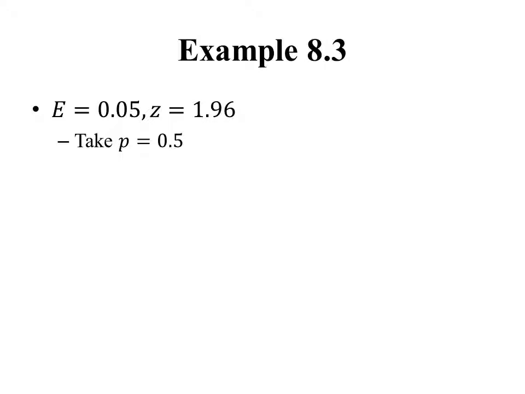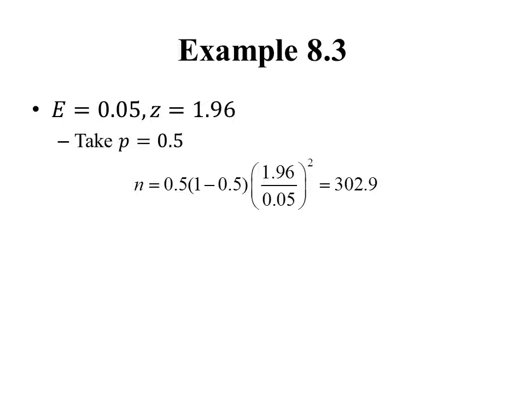And so, again, to summarize what information is given, we want a margin of error of 0.05. We're working at a 95% confidence level, so the critical value is 1.96, and then we'll take p to be 0.5. So now we're just going to plug stuff into our formula. Here's p times 1 minus p, z divided by e squared. We do that arithmetic, and that comes out to be about 303. So we need to survey at least 303 students.